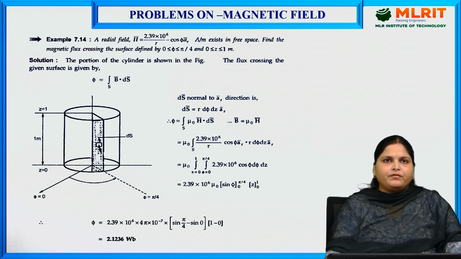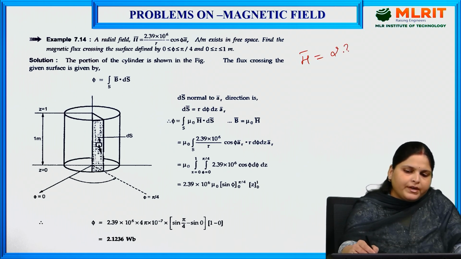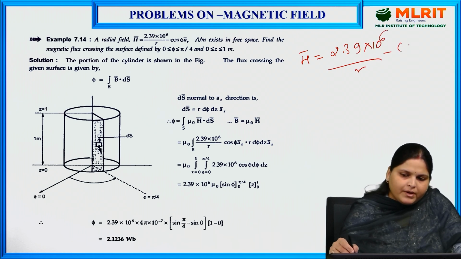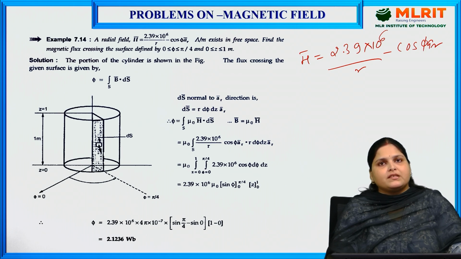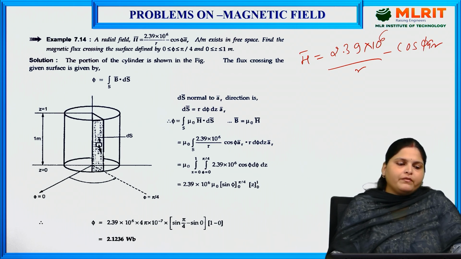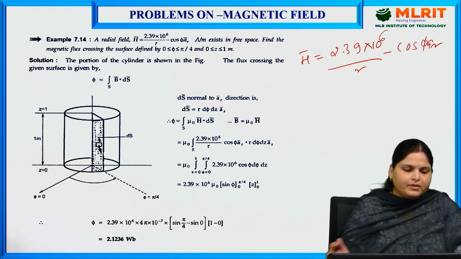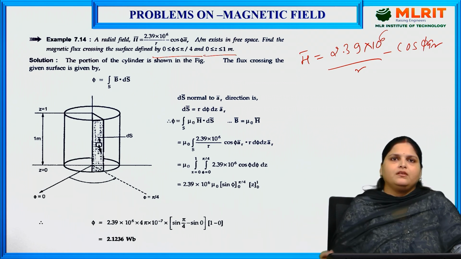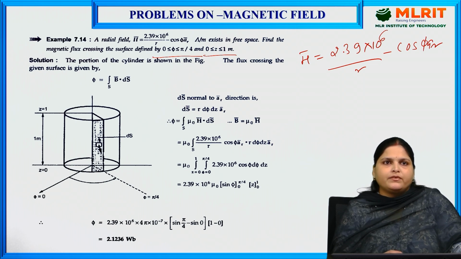There is a radial field given where H is equal to 2.39 into 10 to the power 6 by r, cos phi, a_r. This is a radial field which exists in free space. We have to find out the magnetic flux crossing the surface, which is defined by phi and z. Phi can be from 0 to pi by 4 and z is from 0 to 1.